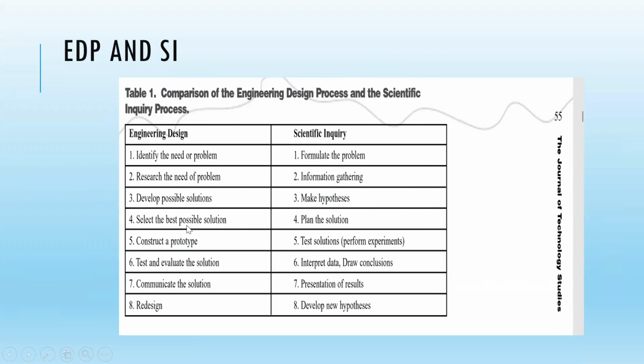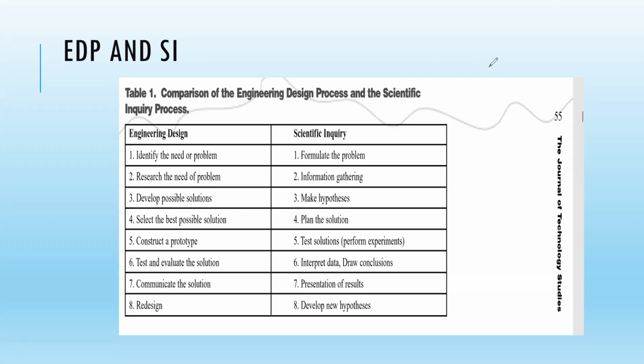So, for instance, one of the things that we'd like you to know is the difference between step number 3 here and here. In engineering, they start to develop solutions, but in science, they start to make hypotheses. Developing the hypothesis is a part of the work of a scientist, but it's not a part of the work of the engineer.